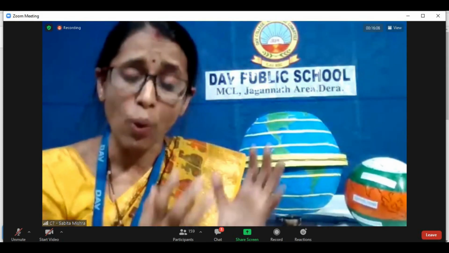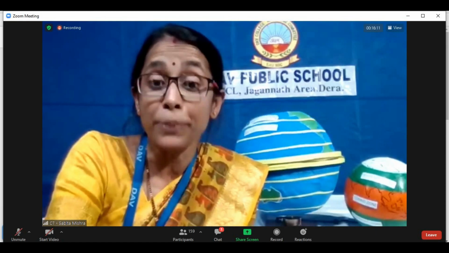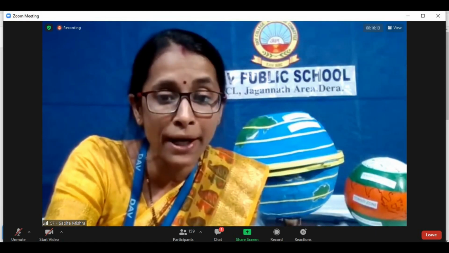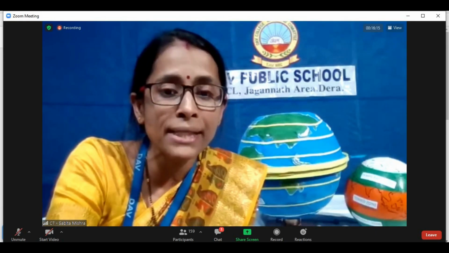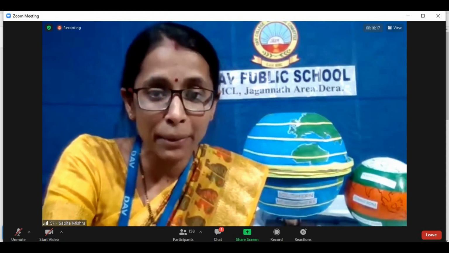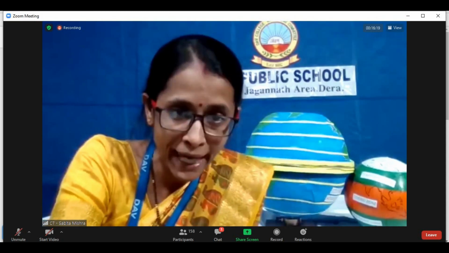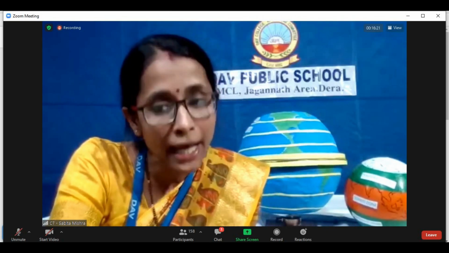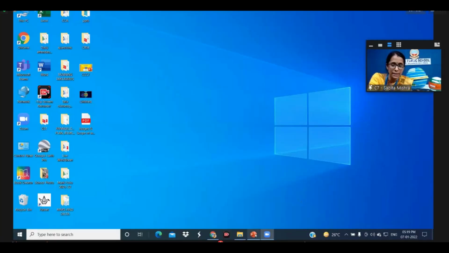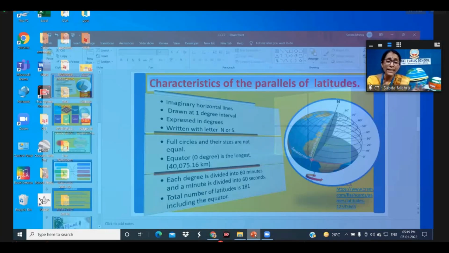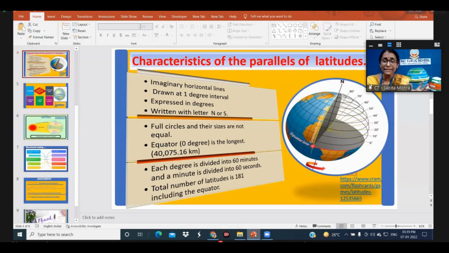So why are these important? Before knowing the importance of these parallels of latitude, we must know the important features or characteristics of latitudes or parallels of latitude. These all are imaginary lines. You cannot find all these really on the Earth's surface. These are imaginary. These are drawn at 1 degree interval, expressed in degrees.